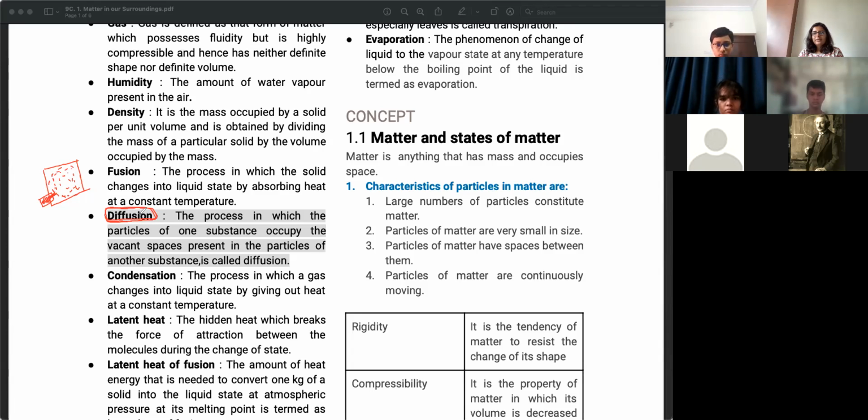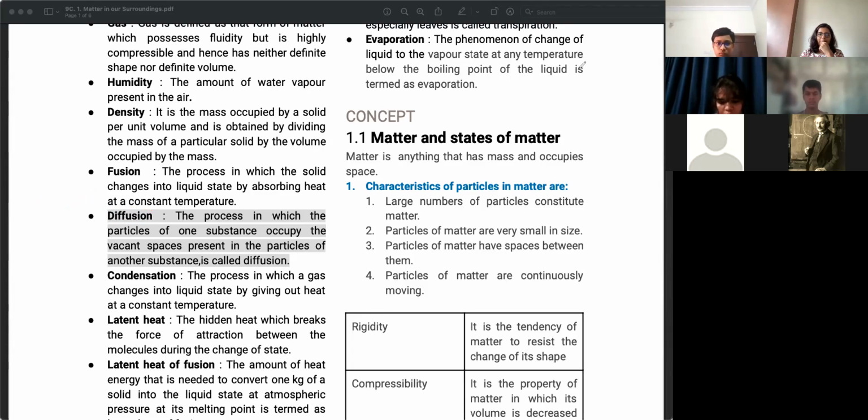Didn't we do diffusion earlier? If we did, good, it will be one more revision. Then I'll ask you questions based on this. So question number 1.